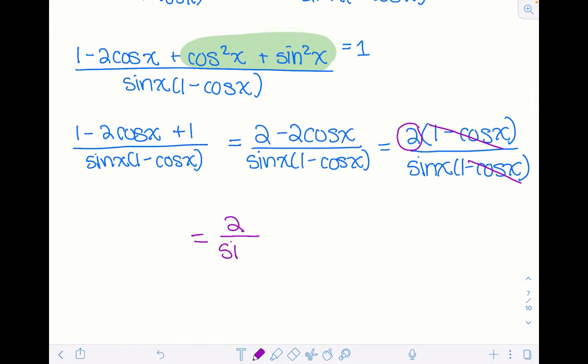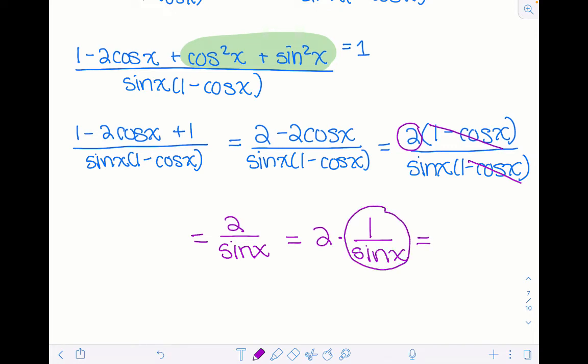So that's 2 over sine of x. And at this point, we're very close to that final answer. So we wanted to get 2 cosecant of x. So you could get to the final answer at this point. Maybe if I tried to stretch it out a little bit, I might rewrite it like this.